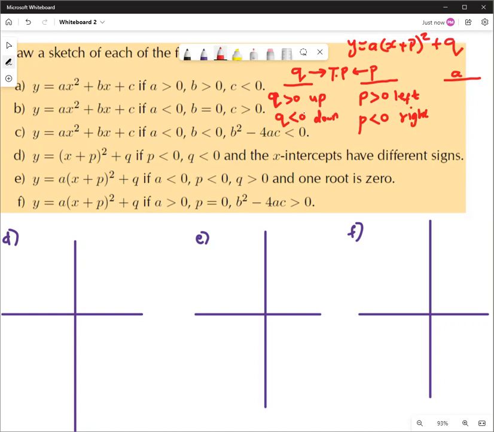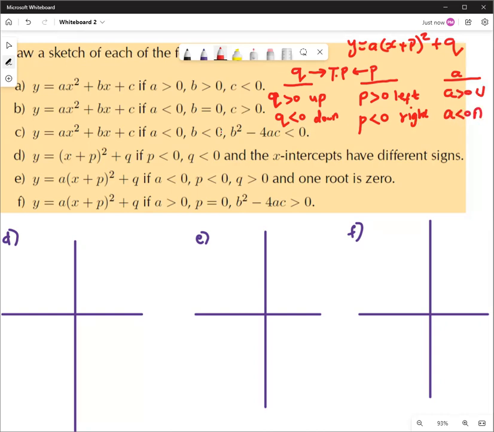And then Q and C also act the same. I'm sure you are seeing that now. So Q acts like C, P acts like B on the previous one. And then A is still the same. Right? If A is positive, we go up. If A is negative, we go down.